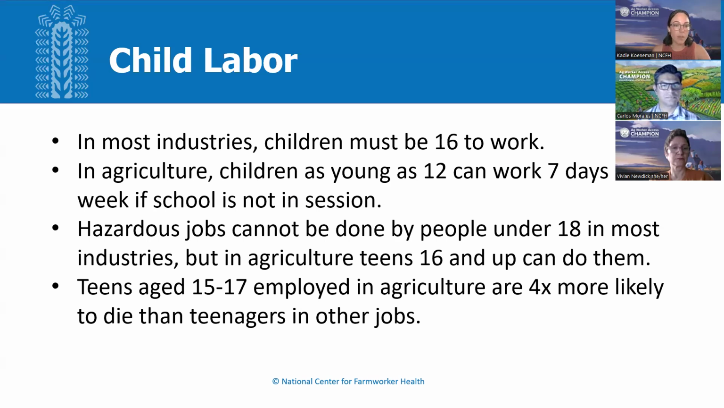Hazardous jobs cannot be done by people under 18 in most industries, but in agriculture, teens 16 and up can do hazardous jobs, which means using heavy equipment and performing hazardous job duties. Teens aged 15 to 17 employed in agriculture are statistically 4 times more likely to die than teenagers in other jobs. So it's very important to be aware of farm workers and to ask them who in their family is with them, who in their family is working with them, and to identify their family members, especially the youth and children.